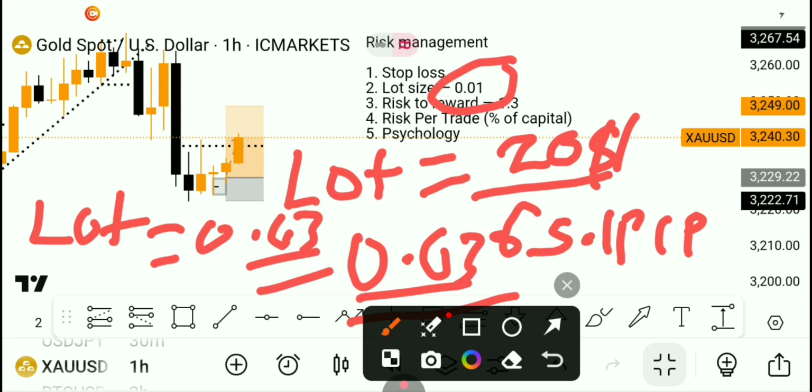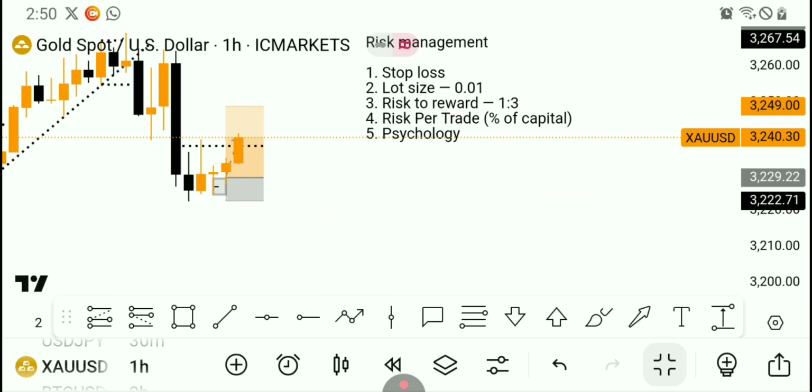So I have to be consistent with this lot size I'm using based on my account balance. That's part of risk management. Now risk per trade, that's what I just explained.